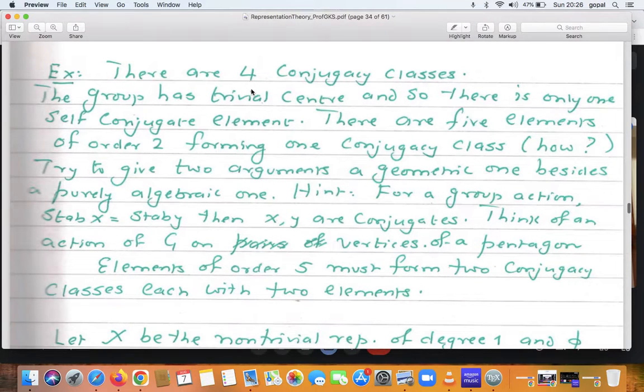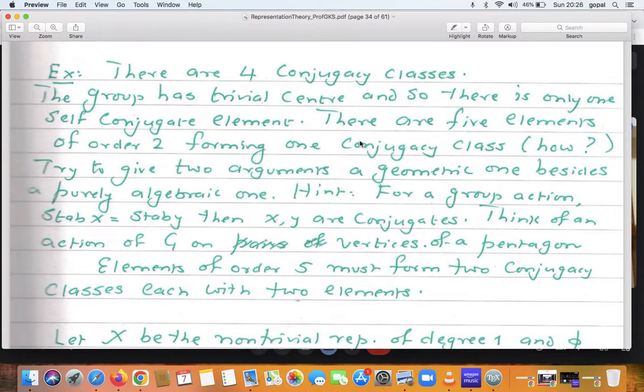Exercise: there are 4 conjugacy classes for the dihedral group of order 10. Now this group has trivial center. Prove that the dihedral group of order 10 has trivial center. So it has only one self-conjugate element, namely the identity. There are 5 elements of order 2 forming one conjugacy class. How? These are basic Sylow's theorem kinds of things.